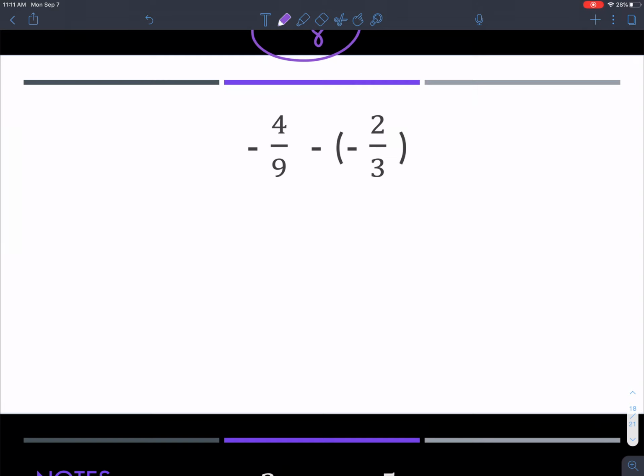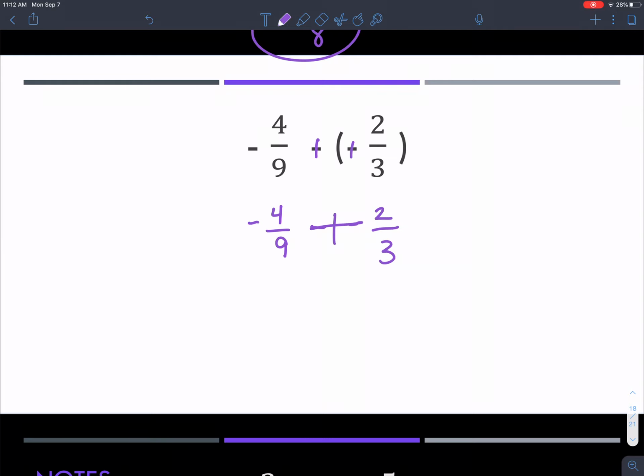Pause this video, try this problem on your own, and let's see if you got the answer right. You should have written down negative 4/9. If you're not writing down the problem, make sure you're doing that, because we are going to have to manipulate this problem, so we're going to have to make some changes. We can change this to negative 4/9 and plus 2/3. You can change it to adding the opposite, but it's essentially just plus 2/3.